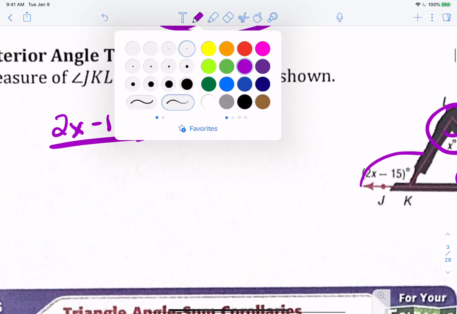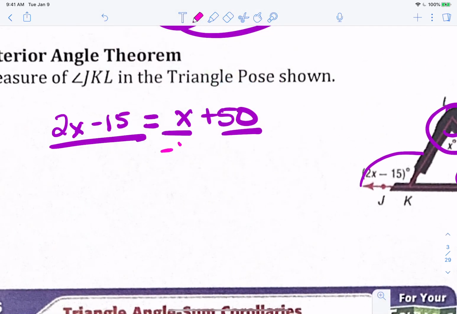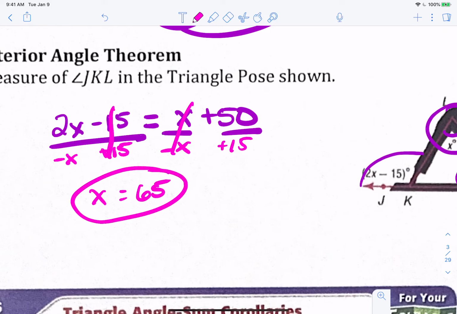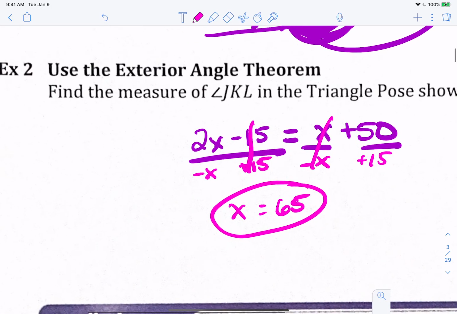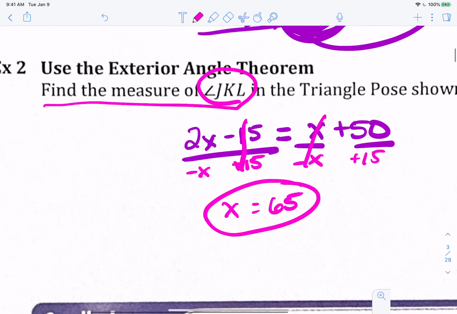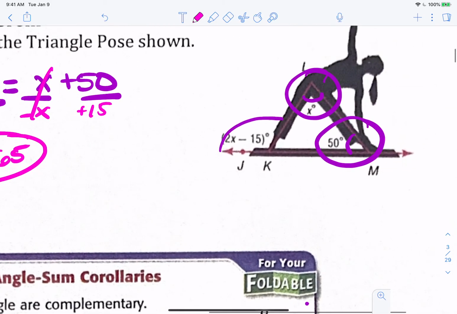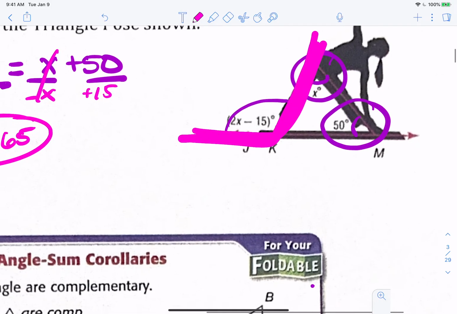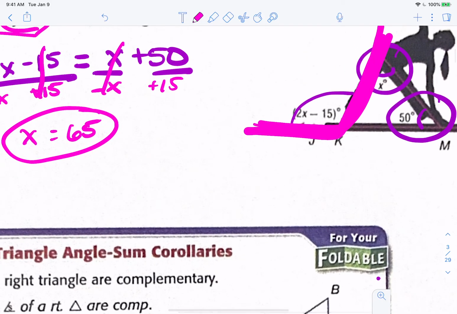Okay. So now we just solve for x. Subtract the x and I'm going to add the 15 at the same time. X is equal to 65. X equals 65. Done? No. Find the measure of angle JKL. This one right here. What angle is it talking about? This angle right here, JKL. Plug 65 in for the x.